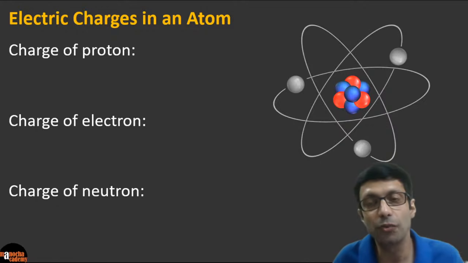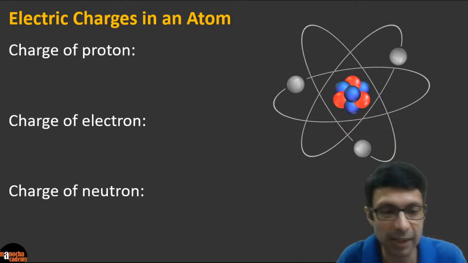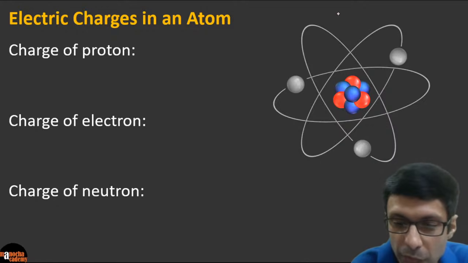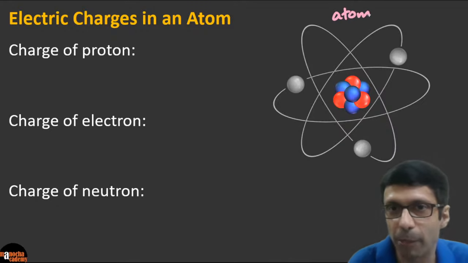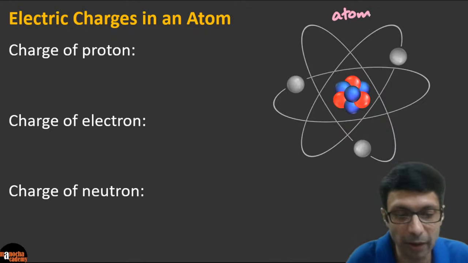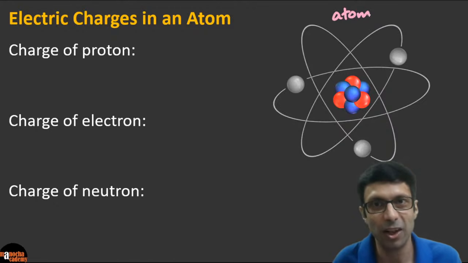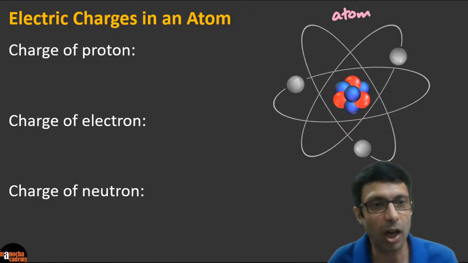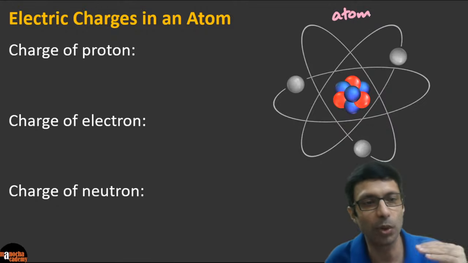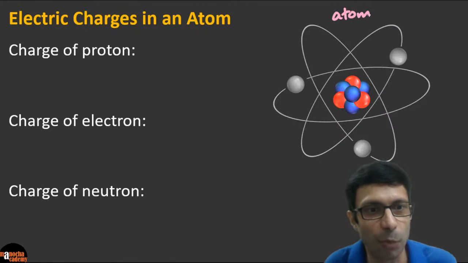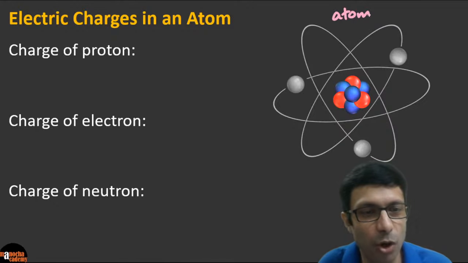And you must be knowing this, right? A lot of you have studied in chemistry or physics that an atom is made up of subatomic particles. You've heard of these subatomic particles: protons, electrons, and neutrons. So guys, can you tell me what is the charge of one proton? So let's start with the proton first. What is the charge of a proton? Come on, I want all of you to try.